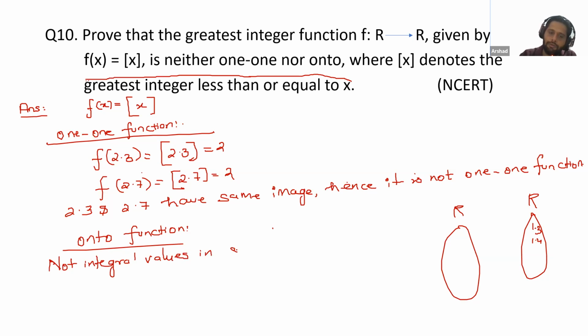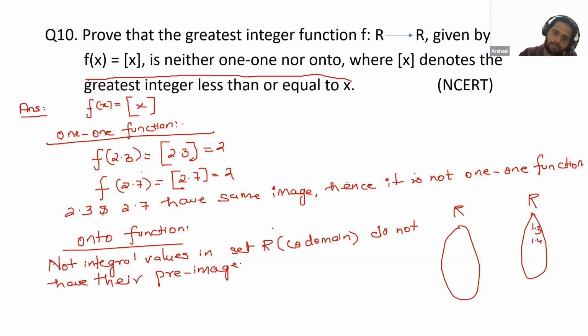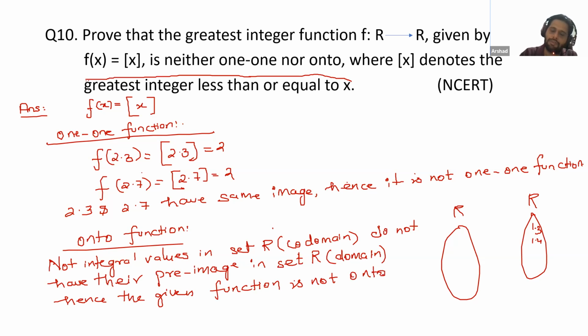in set R, that is the codomain, do not have their pre-image in set R, that is the domain. Hence the given function is not onto. Or you can give a single example. For example, 1.3 does not have its pre-image, hence this is not onto.